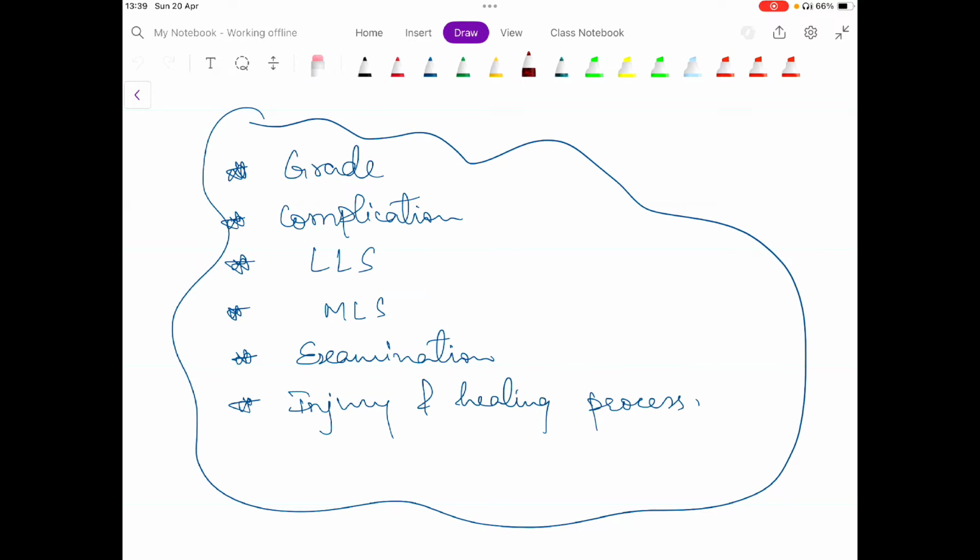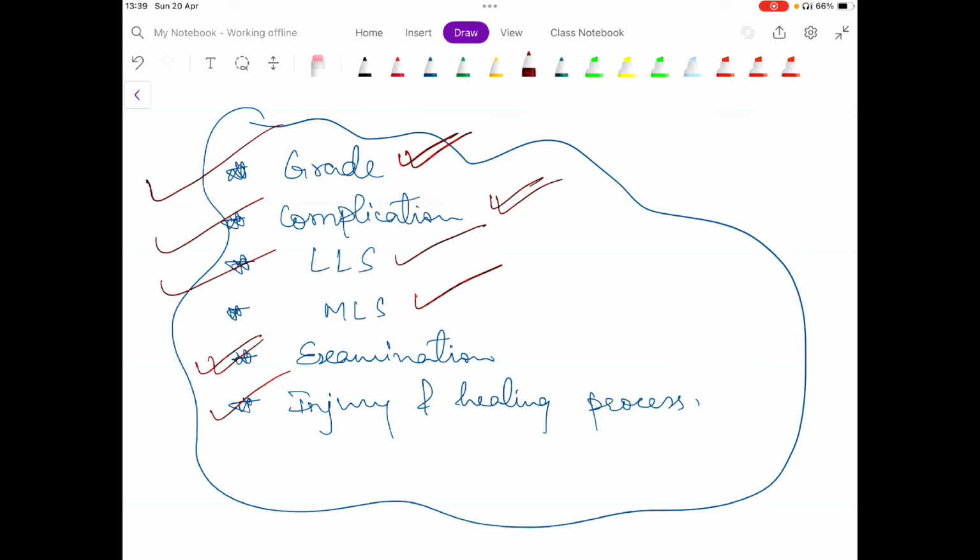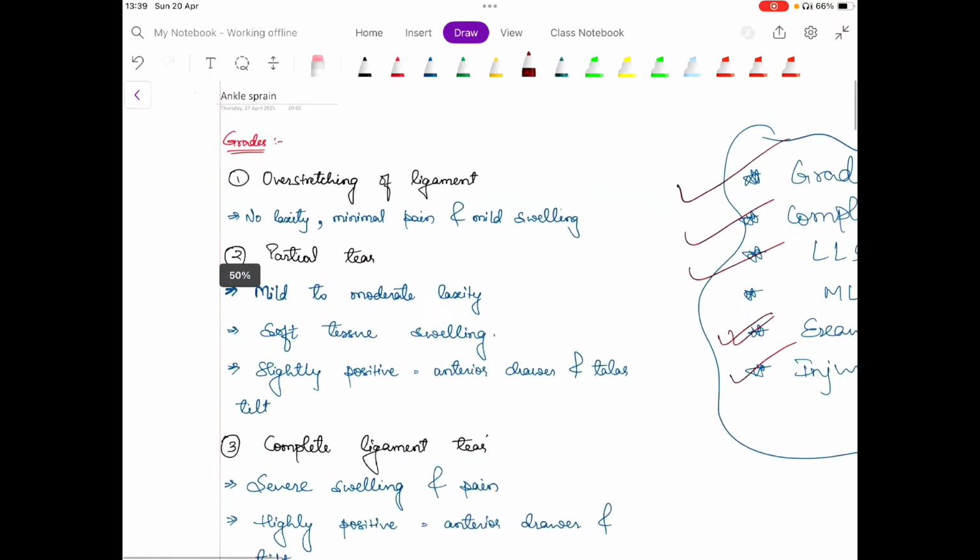In today's video, I am going to talk about the ankle sprain. These are the things that we are going to discuss in the video. First we'll discuss the grades of ankle sprain, and then we'll talk about the lateral ligament sprain, and then the medial ligament sprain, and along with that we'll also talk about the complications. Then we'll talk about the clinical examination which is relevant to physiotherapy, and in the end we'll talk about the injury and the healing process after the ankle sprain. Now let's start the video.